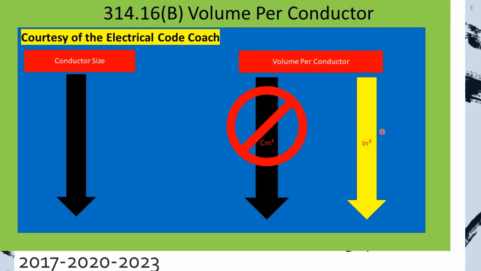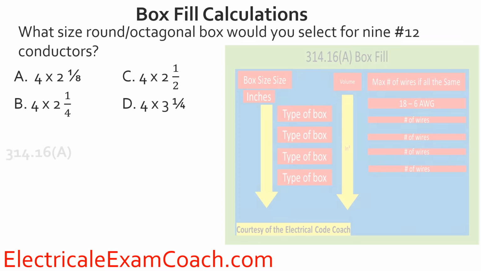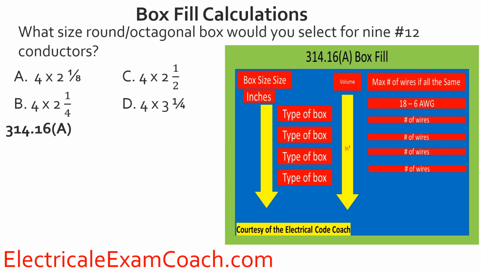Now, let's do some practice questions and get to it. What size round octagonal box would you select for 9 number 12 conductors? For this one, we're going to be using table 314.16(A). We're going to start here and find our gauge of wire. Then we're going to come down and find a box, making sure to cross over and double check that we don't cross over into a different style box. We want to stay in the round octagonal. We find our conductors, we find the one that fits it, we slide over and double check ourselves, and we're going to select A. Great job!